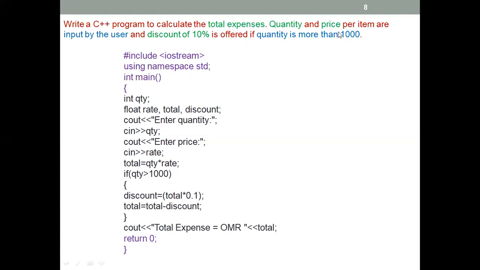Quantity and price are entered by the user, how many you want to buy and how much is the price. Then it gives a discount of 10% if you are going to buy more than 1,000. So this is the program, and I already explained it using the online compiler. So please try your best.